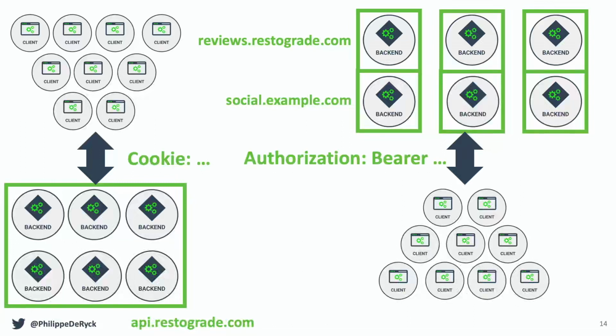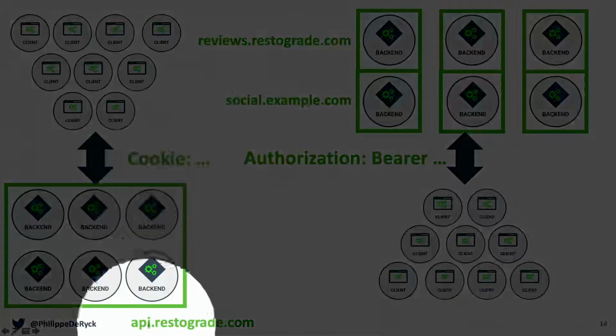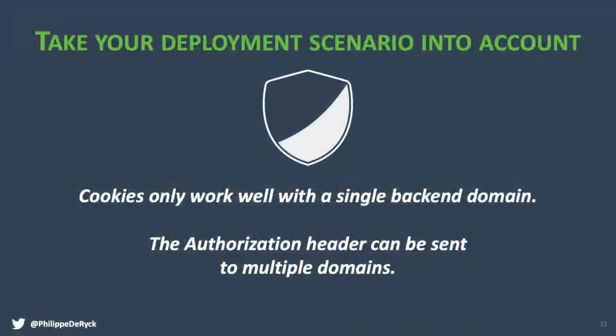Your deployment scenario, whether you're deploying in one domain or on different domains, is going to heavily influence the decision you make on how to transport this information. If you're using multiple domains, cookies are probably not a good option, and you'll have to deal with the subtleties of the authorization header. Of course, if you feel strongly about one way or the other, that might again influence your deployment as well. So these things definitely matter. All right, authorization header.